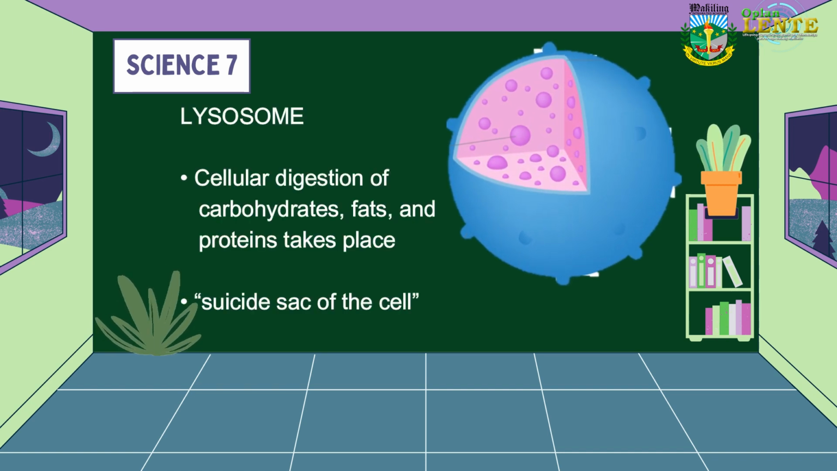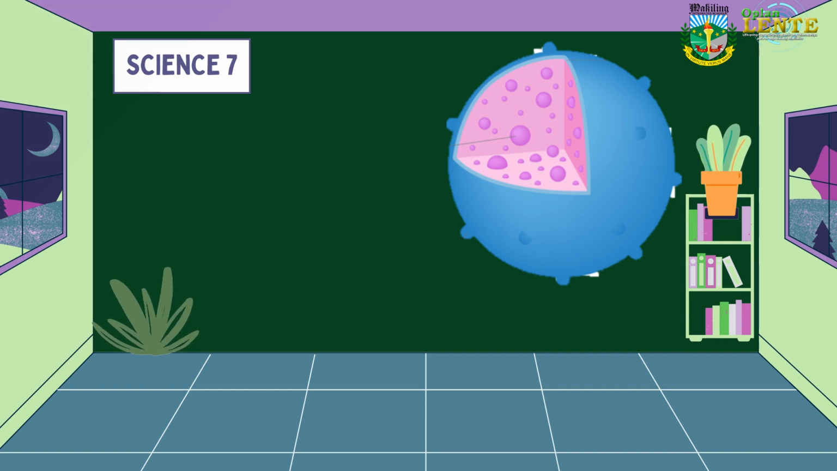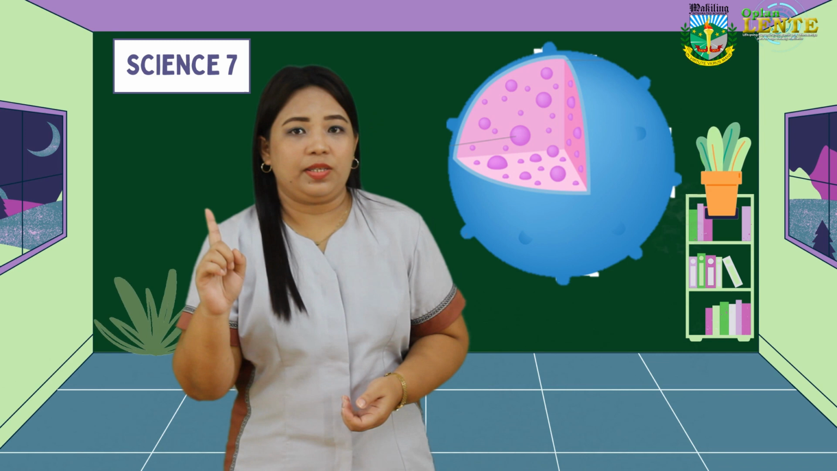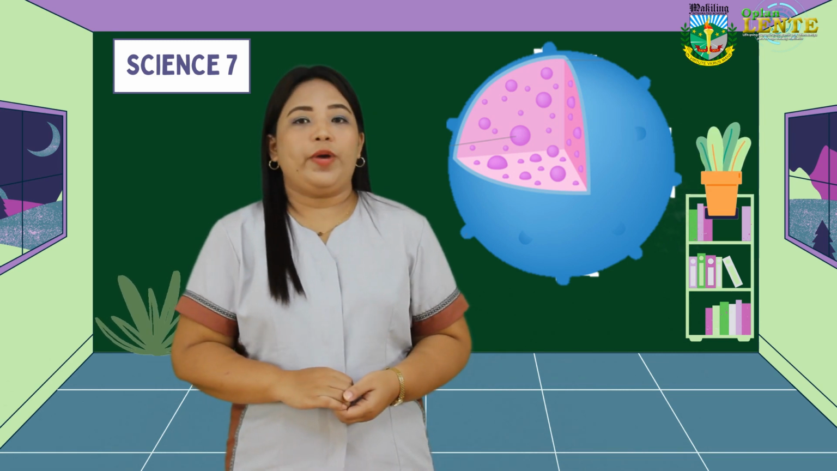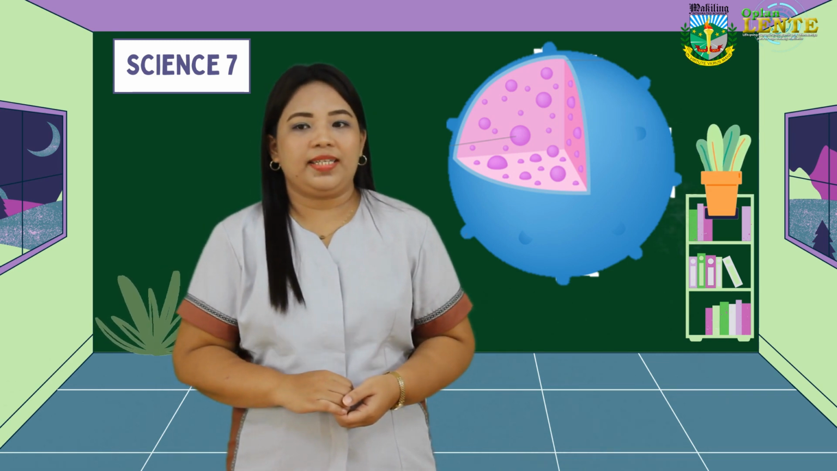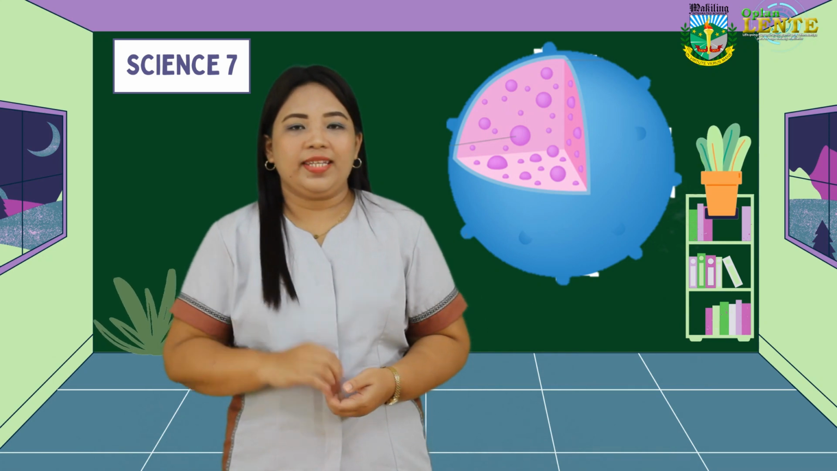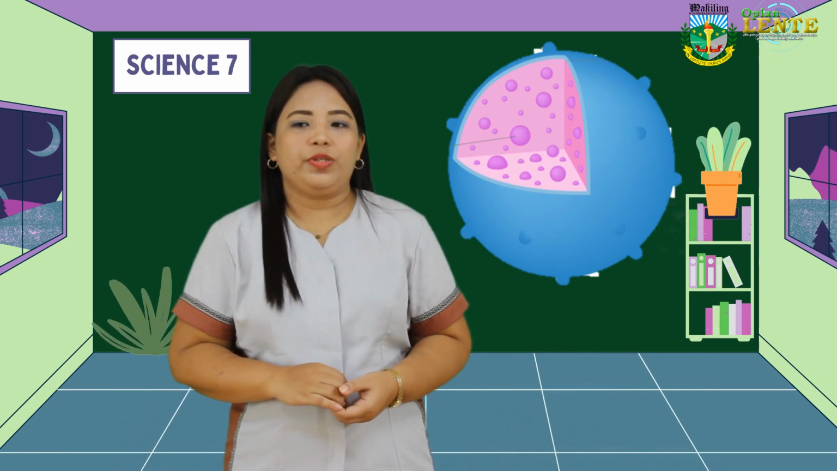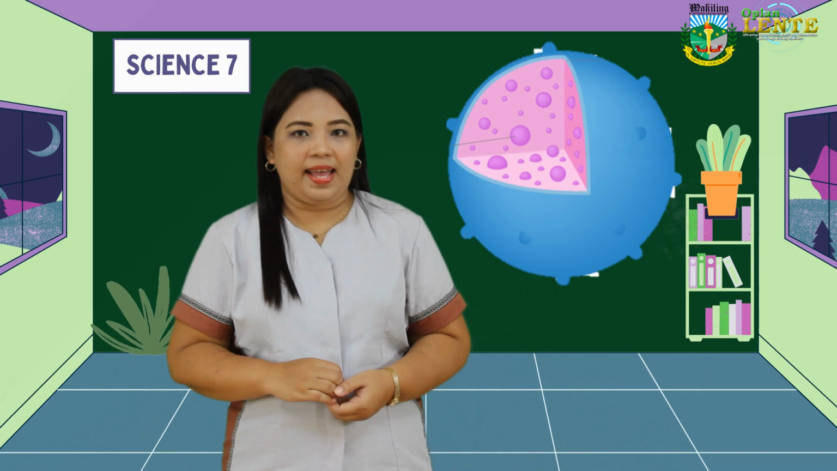Lysosomes are where the cellular digestion of carbohydrates, fats, and proteins takes place. It is the suicide sac of the cell. Why is this so? It is because whenever there are foreign substances, the lysosome ingests and breaks them down to be used in the processes inside the cell.